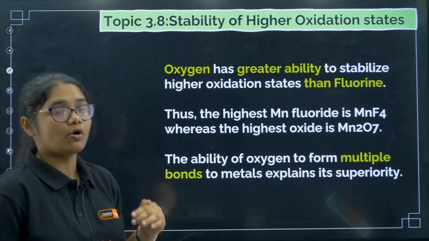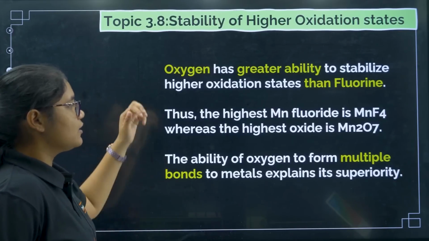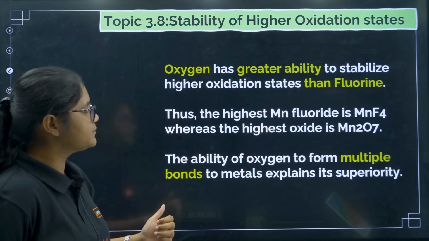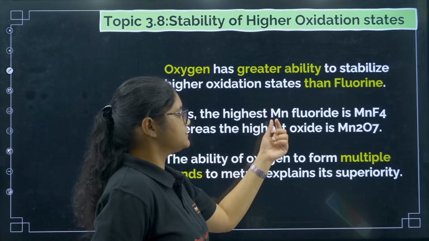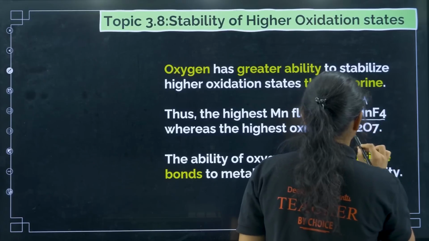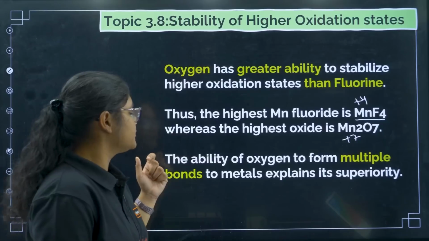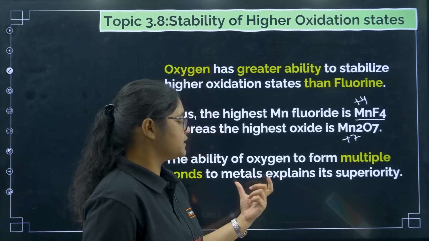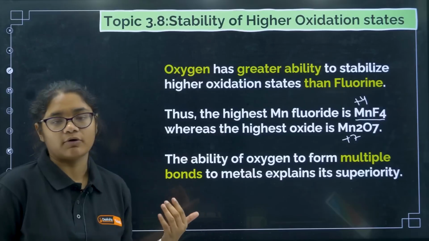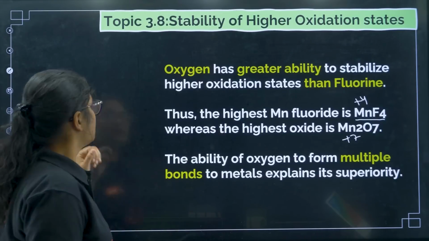So if I compare oxygen and fluorine, the oxygen is the element which can stabilize the higher oxidation states better than fluorine. What is the reason for that? You can see the example: manganese with fluorine can form MnF4, where its oxidation state is +4. With oxygen it can form Mn2O7, where its oxidation state is +7, right? So the ability of the oxygen to form multiple bonds with the metal explains its superiority. Oxygen can form double bonds, and that is why the elements are more stable with oxygen.